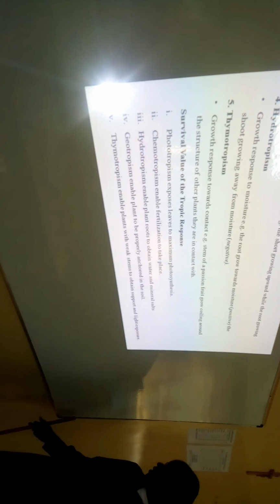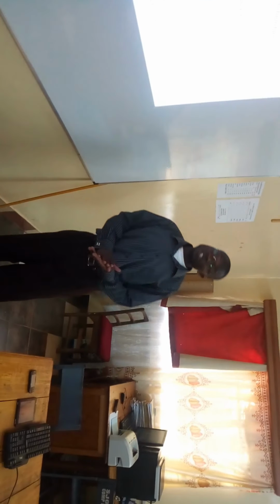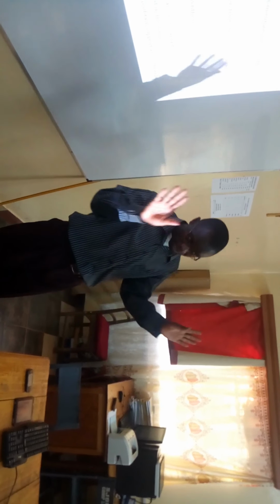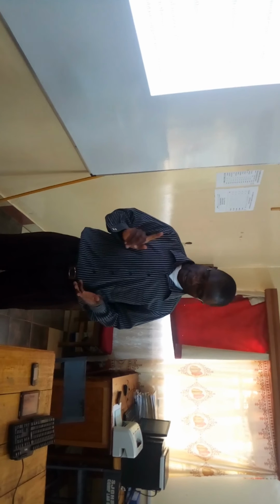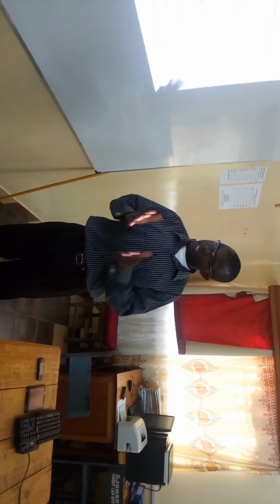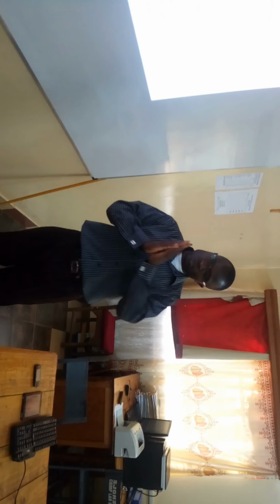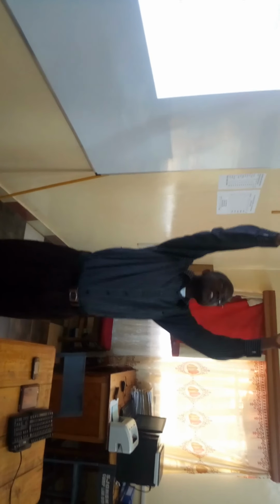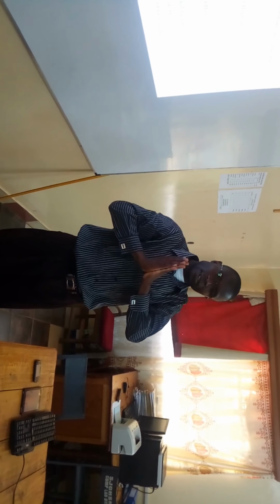Survival value of the tropic responses. Of what importance do these responses have in plants? For a case like plants growing towards the source of light, either upward if the light is coming from all directions, or sideways to where the light is coming from, the objective is to enable the plants to photosynthesize. Plants reach sunlight, which they use to photosynthesize and make their own food.